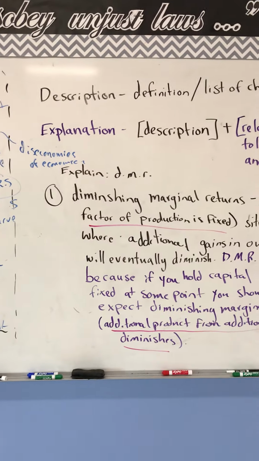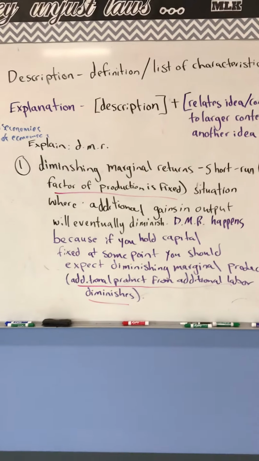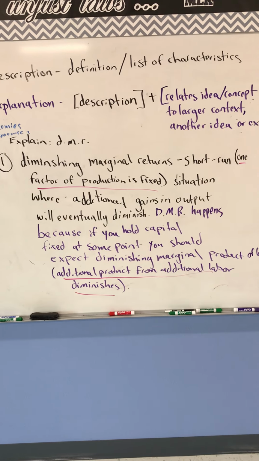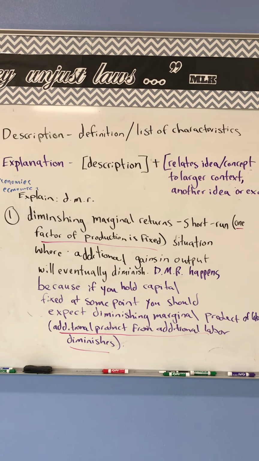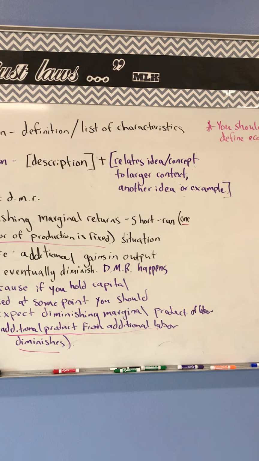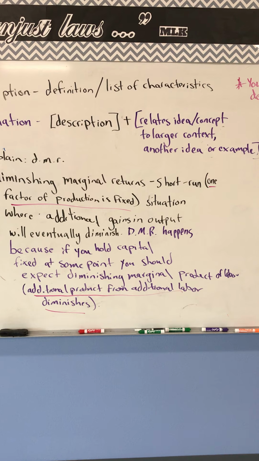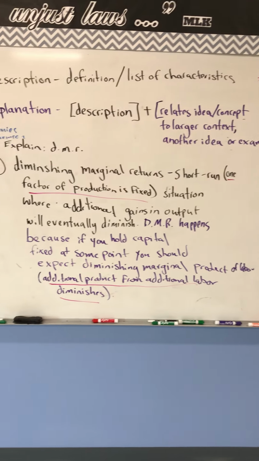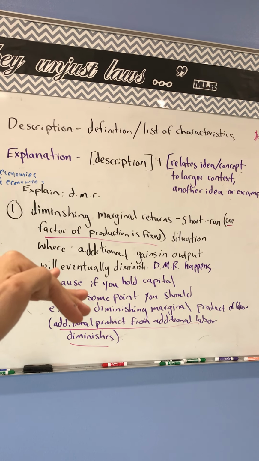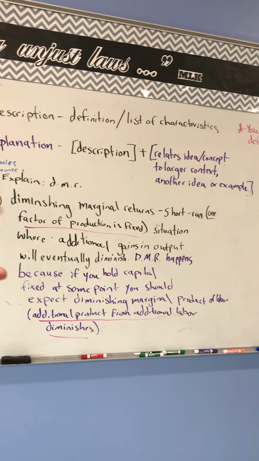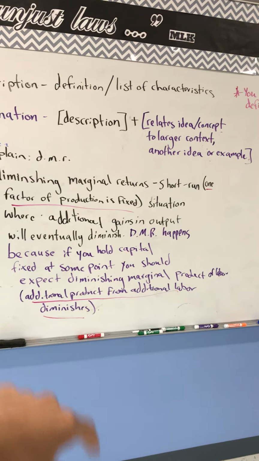And then this is the other part of the assignment, that you wanted to explain 4 terms. We said in our class, an explanation is going to be a description, which is a definition or a list of characteristics, and then relating that idea or concept to a larger context, another idea or example. And right here, this is how I explain diminishing marginal returns. In black, you can see the description part in this explanation, which is necessary but not sufficient for it to be an explanation.